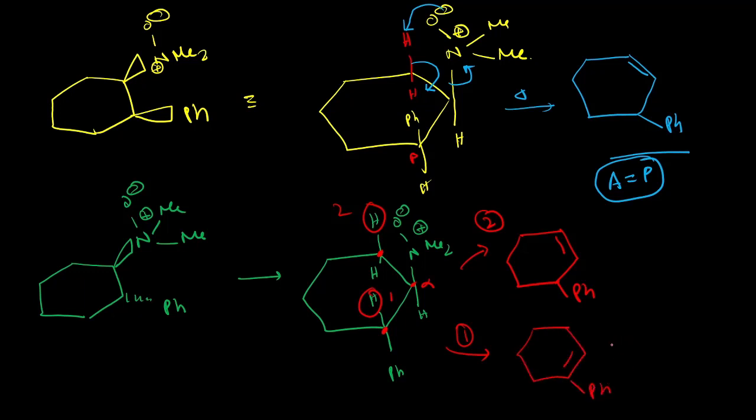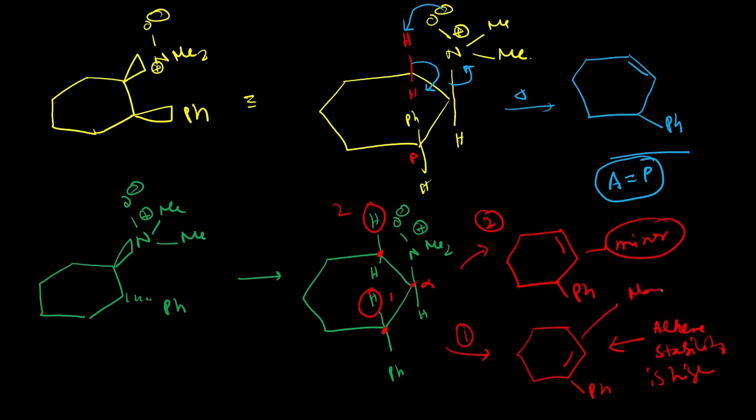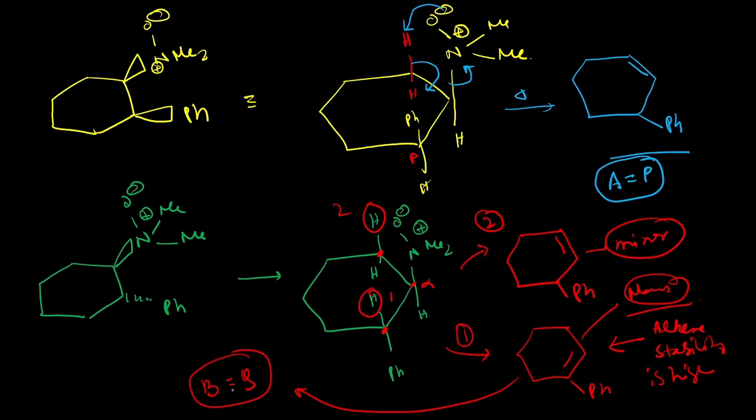This one is more stable because of alkene stability. Alkene stability is high in this case. So this will be our major product, this will be our minor product. We have to find the major product always. This product is identical with option Q. So A, P, B, Q will be your correct answer.